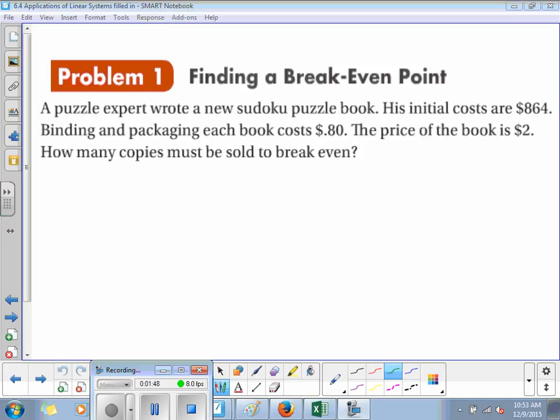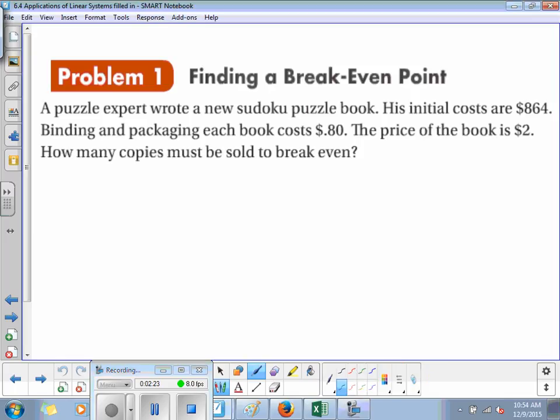A puzzle expert wrote a new sudoku puzzle. His initial costs are $864. Binding and packaging each book cost 80 cents. The price of the book is $2. How many copies must be sold to break even? Okay, so we want to know how many books he has to sell in order to compensate for everything that he spent to make this happen. Is everybody clear?